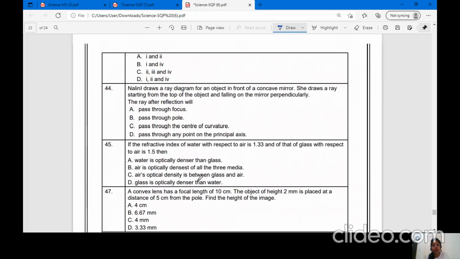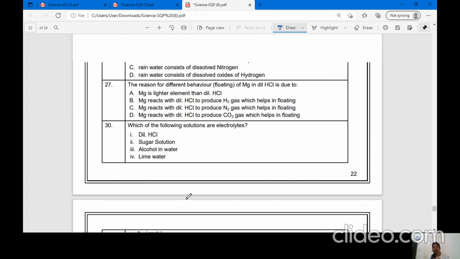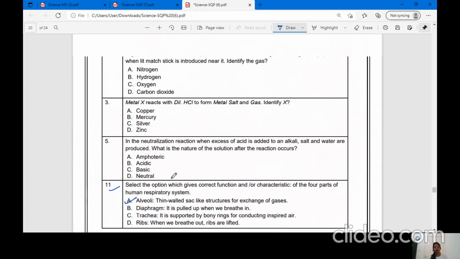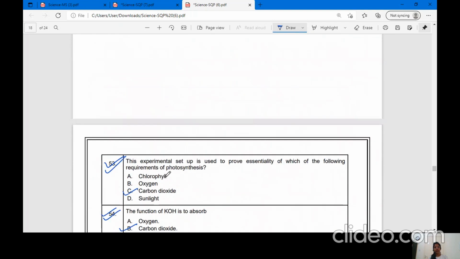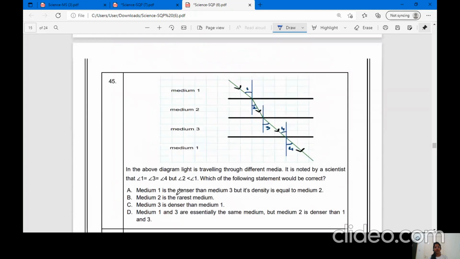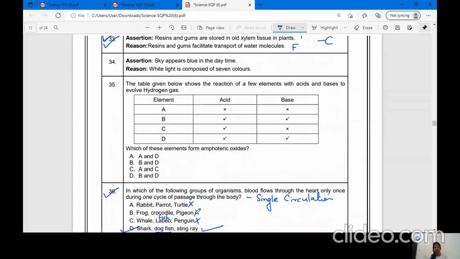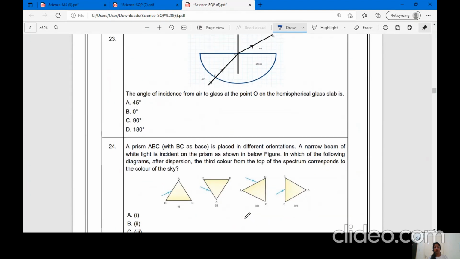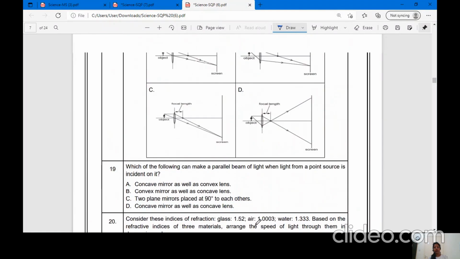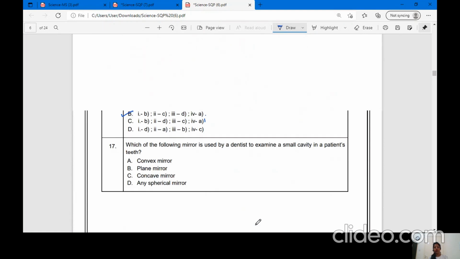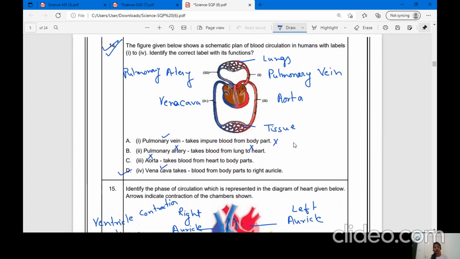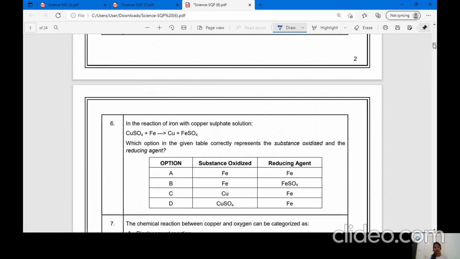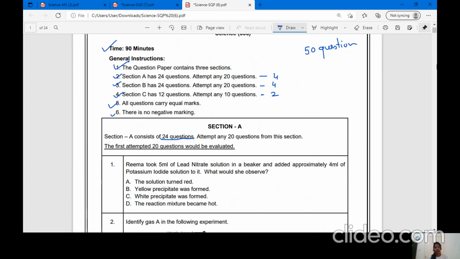After solving these questions, I will suggest that after you have attempted all questions of section A, you go to your OMR sheet and darken the answers. Then you will attempt the next part, because you have to attempt only 20 questions. Overall 24 questions are there.